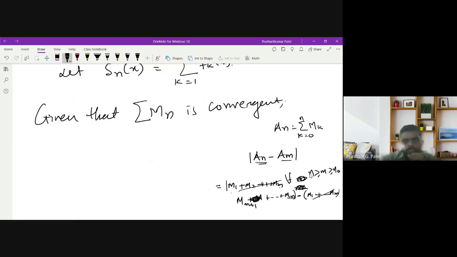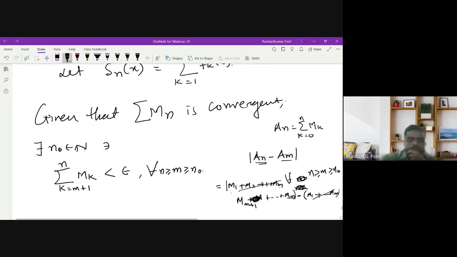So if I write all this calculation in short, since the series of M_k is convergent, I can say there exists n0 belonging to N such that the summation of M_k, k running from m plus 1 to n, is less than epsilon, due to all the calculation we have, where n is bigger than m, which is bigger than n0. So this is the situation we have.